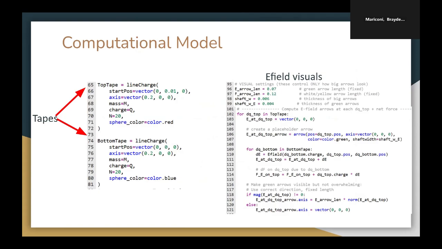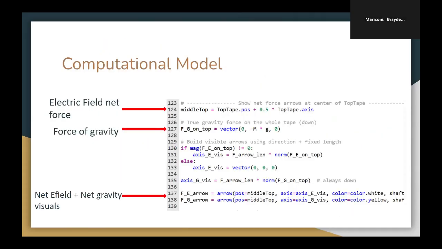After calculating the electric field at each charge, we multiply by charge to find force. Then we sum all those forces to get the total electric force on the top tape. We compare that to the gravitational force, which is simply mass times g. The white arrow represents the net electric force, the yellow arrow represents gravity. When their magnitudes match, the system is in equilibrium.